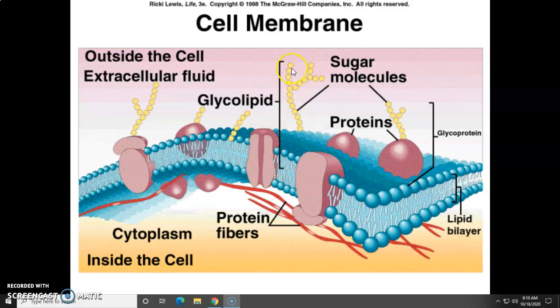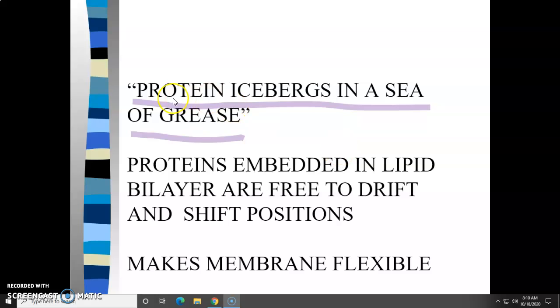What do you think these are? These are your receptors. They're out there trying to figure out information. So this just gives you an idea of what it looks like. And here it says it's like protein icebergs floating in a sea of grease. So they just drift around and float around through there. And I'm going to show you a few videos so you can kind of see what that means. But it makes it very flexible. It's a flexible membrane. It's not hard or rigid where it can break.